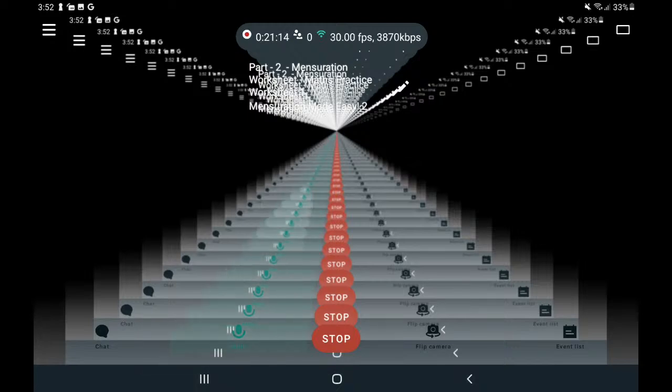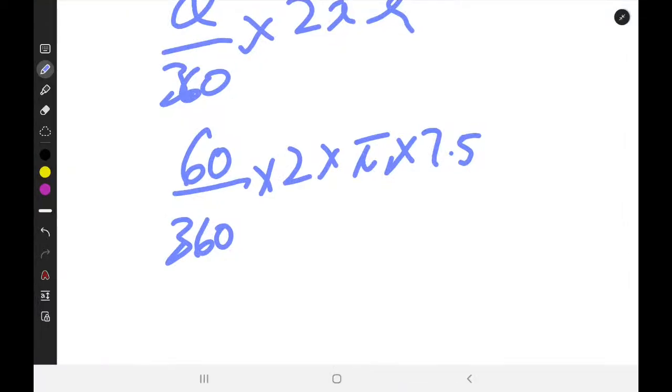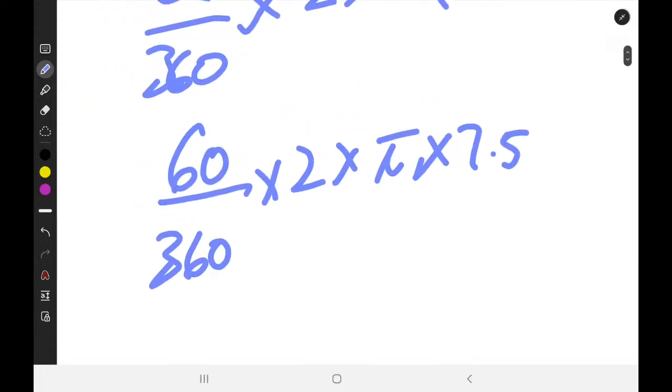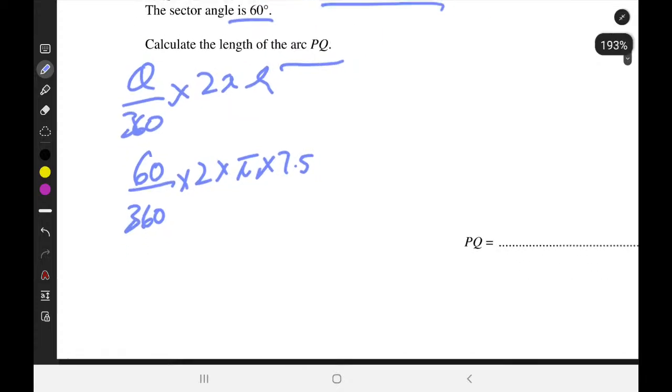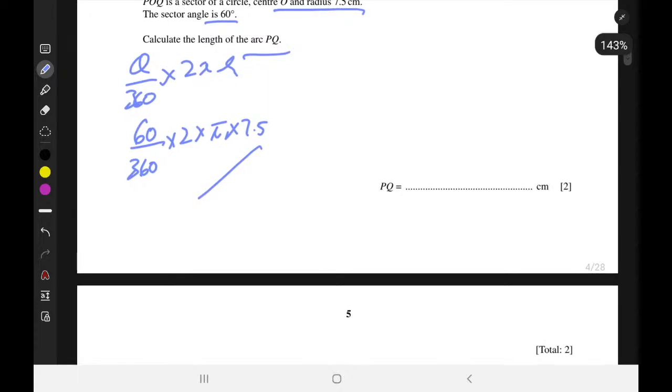Alright everyone, so let's continue. So we're right over here, and as we have less time left, what I'm going to do is just solve the questions, and you can do the calculation by yourself. Alright, so this is basically the solution for this question, and whatever solution you get, you can just write it right here.